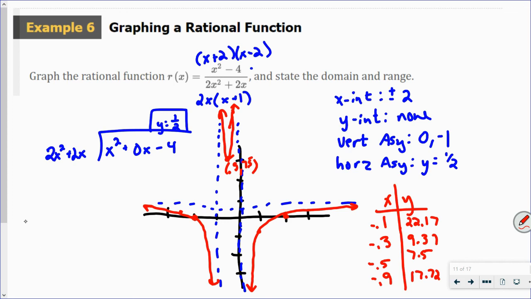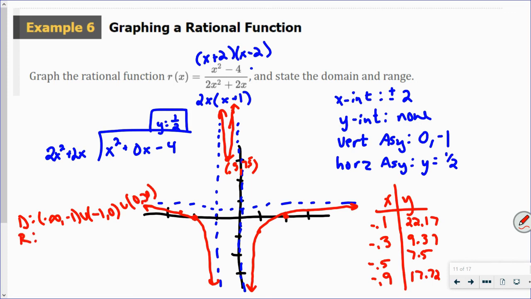Okay, so domain. We can have negative infinity. We can go all the way up to this -1 right here. We can't have -1. So negative infinity to -1, union -1 to 0, because that's my next stop, and then 0 to infinity.